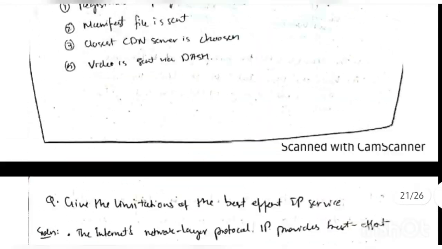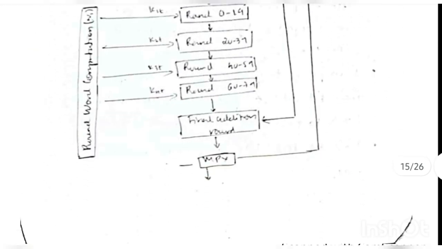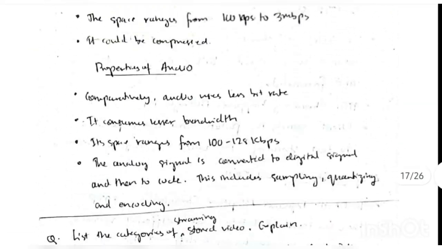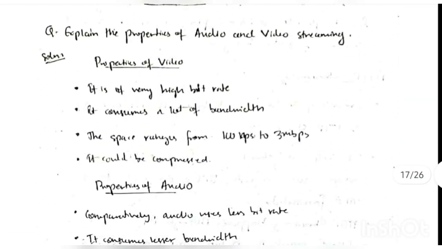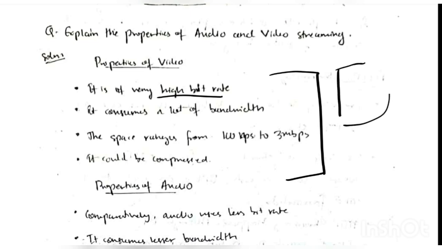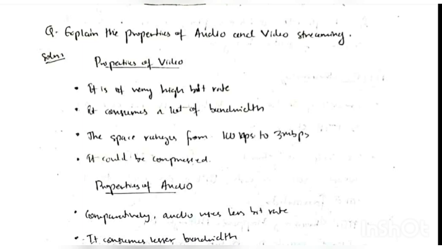Let's go through each question one by one. The first question is, what are the properties of audio and video? For the properties of video, the notes are lengthy, but for the exam you have to remember these 4 points. It has a very high bit rate, because one video consists of many images, and each image has many pixels and bits in it. So it consumes a lot of bandwidth, and the range is from 100 kbps to 3 mbps, and it can also be compressed. There are some compression techniques which you can learn on your own.